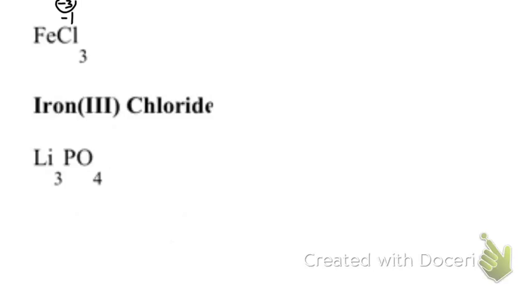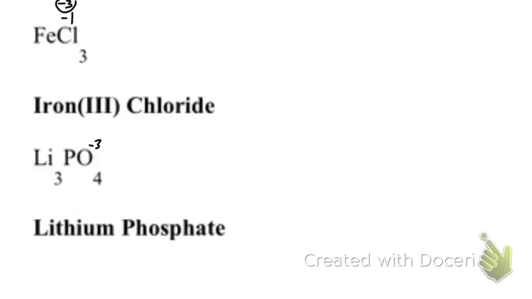Next one, not a polyatomic, not a transition metal. So we'll just look at it and we'll say that Li is lithium. So we write lithium. And then we have a polyatomic ion, PO4. PO4 is the polyatomic ion phosphate. Because it's a polyatomic ion, there's no need to change the name. So we just call it lithium phosphate.